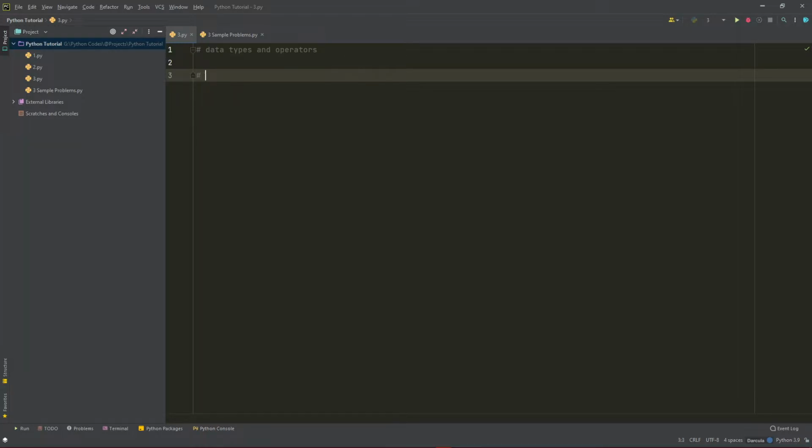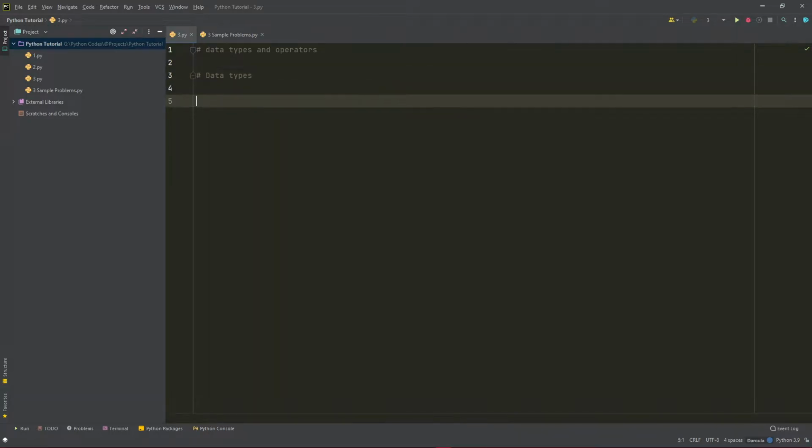So we are going to be talking about the data types and operators, and after that, we are going to have some sample problems, and I'm going to pause for a moment. I'm going to let you solve them on your own, and I'm going to solve them afterwards for your checking. Okay? So let's start with the first one, which is the data types.